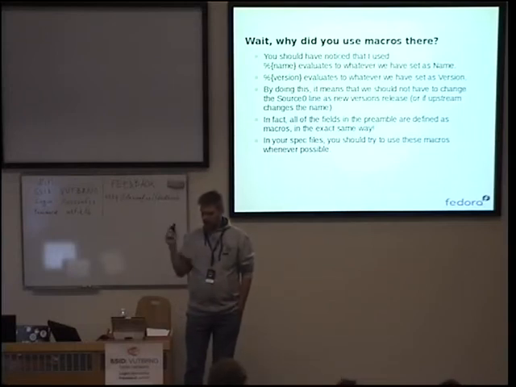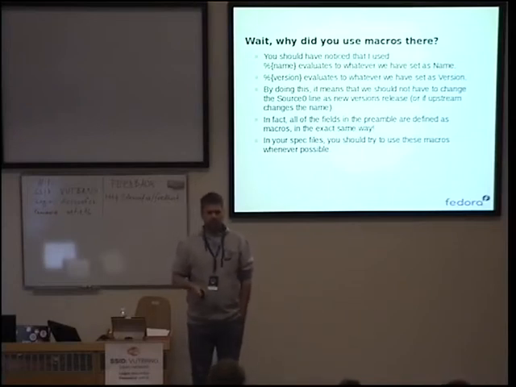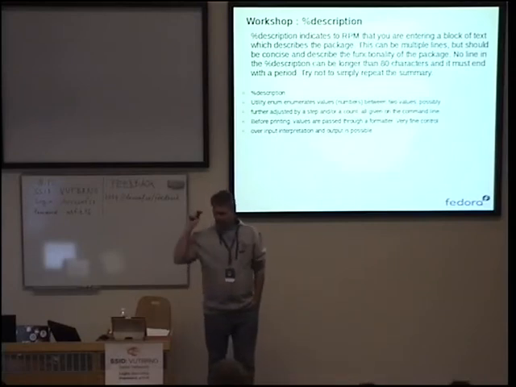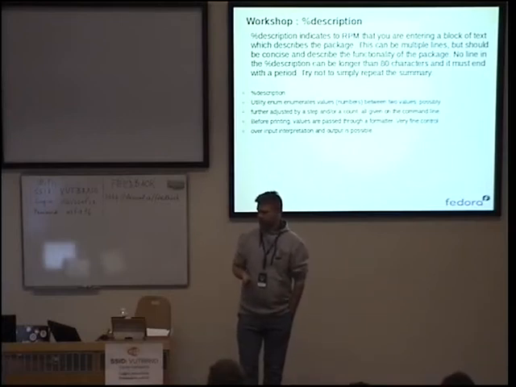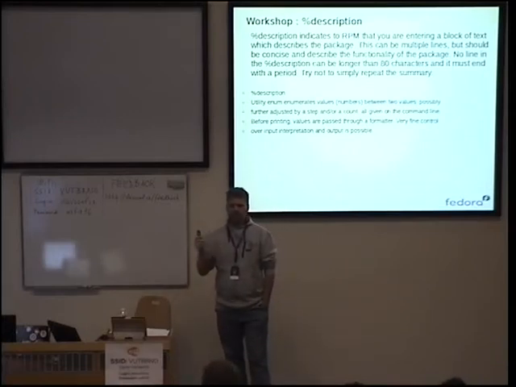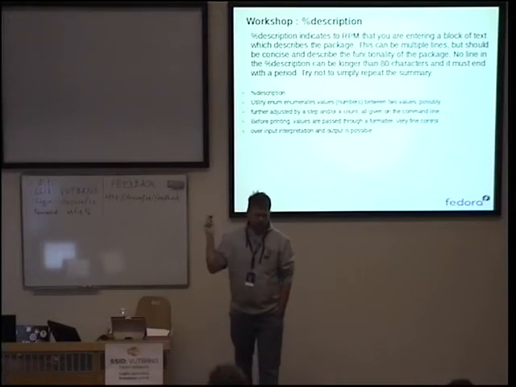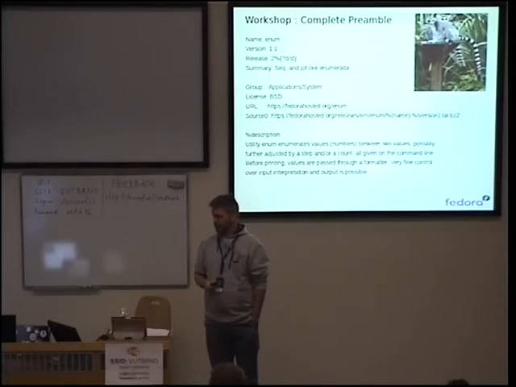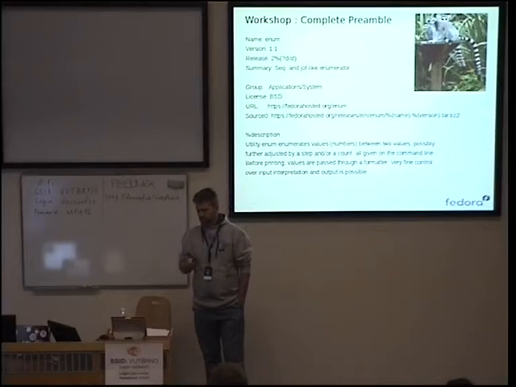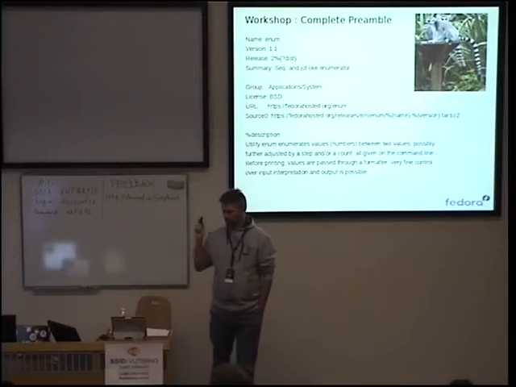In your spec file, you should try to use macros as much as possible. If you use them, you won't need to edit so much. And last from the preamble section is the description. Here you can write some long description. It should be only 60 characters per line, but you can use as many lines as you want. So put there something, and we are done with the preamble. It should look like this, hopefully.